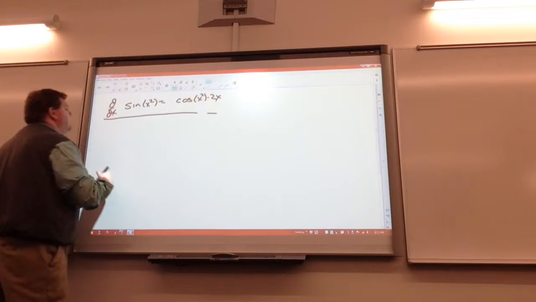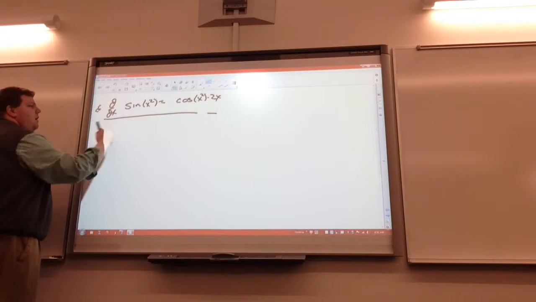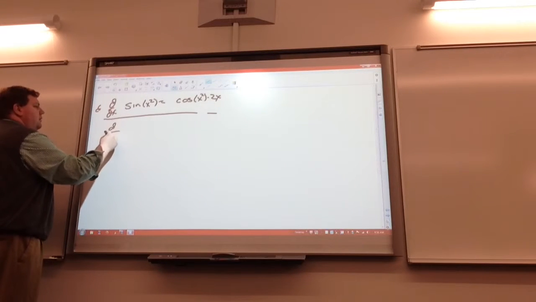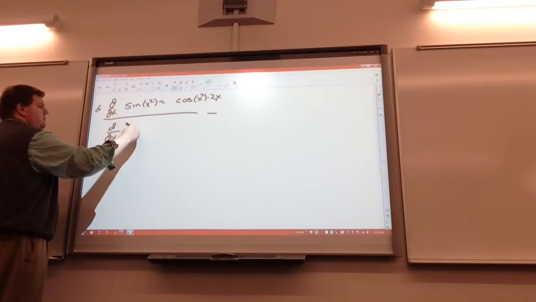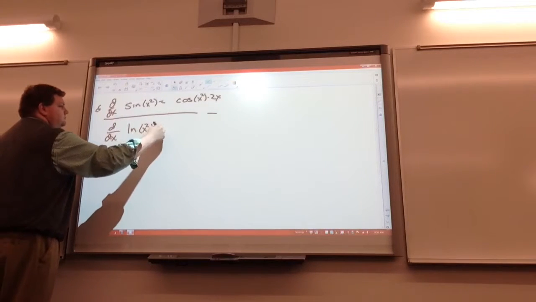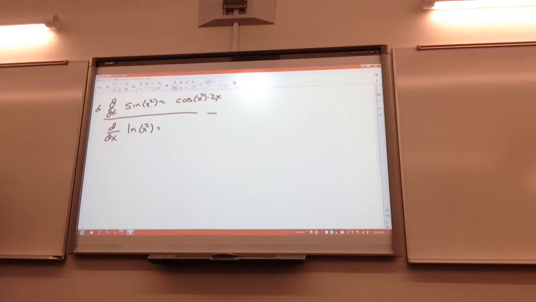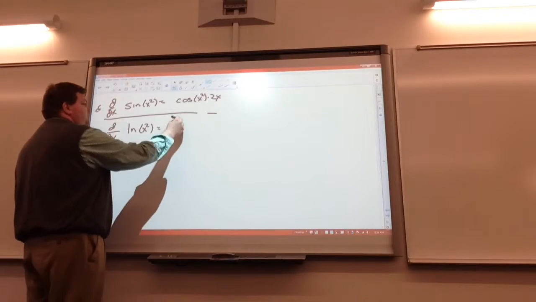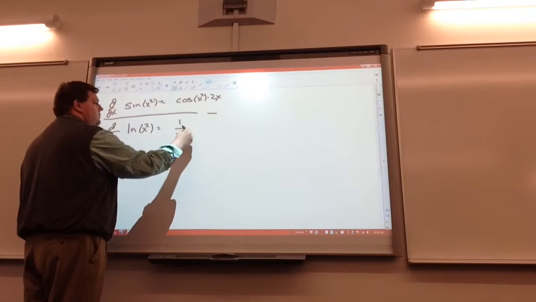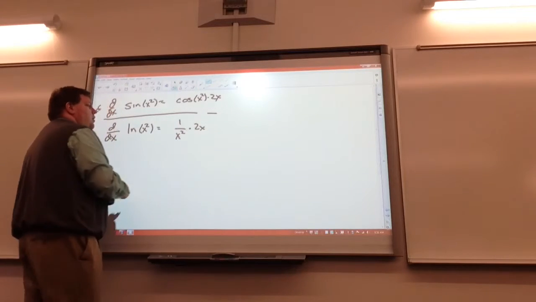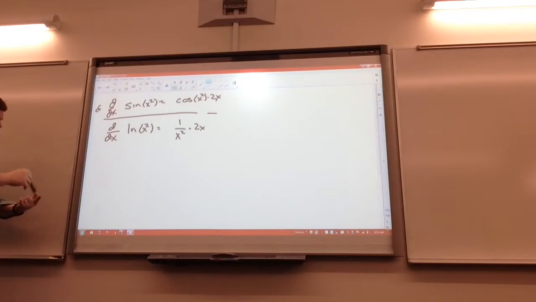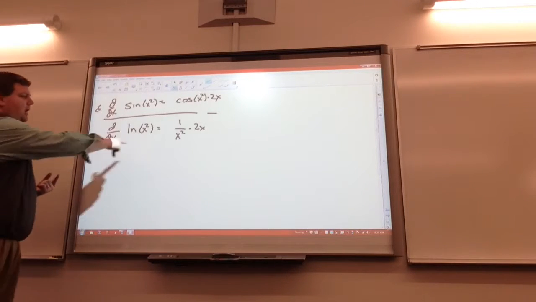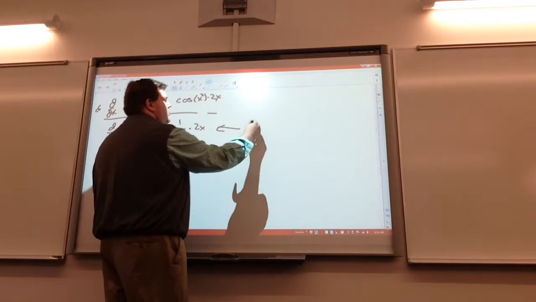So, if we compare that with our logarithm one we just did, what do you think it's going to do? The natural log of x squared: 1 over x squared times 2x. Good. It also is a chain rule. And so basically, logarithms, they're chain rules.